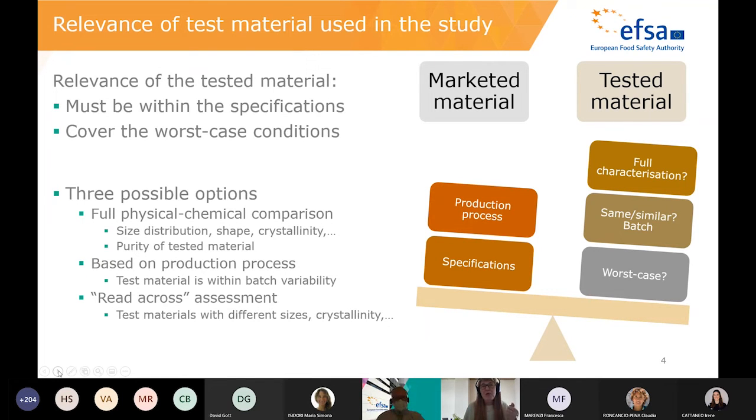So I am going to indicate for you how relevant it is, the data on the material which has been used in the toxicological studies.